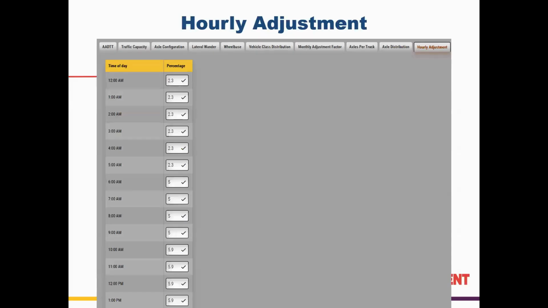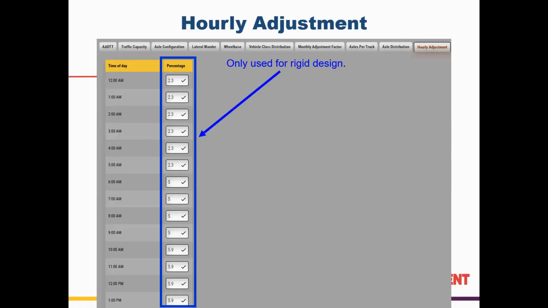Hourly adjustment is the percent trucks on an hourly basis throughout the day. And this also pertains only to the rigid design. It's important because of the changes in slab curvature over the course of a day, from curling and warping, from changes in temperature and moisture, and the loading, or the percent of trucks loaded on the slab at a particular time during the day when it has a certain curvature, is going to factor into the fatigue damage for that.